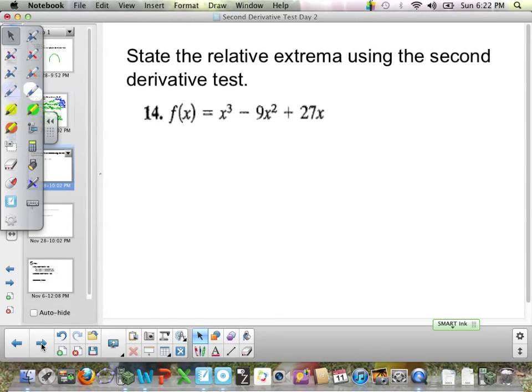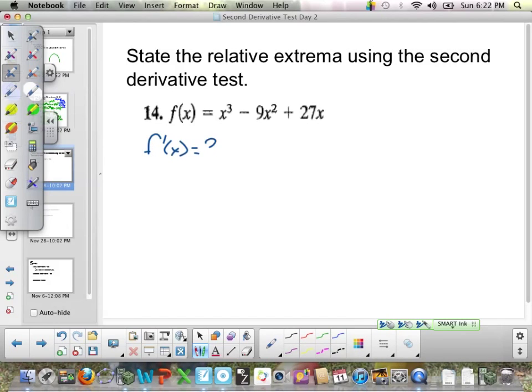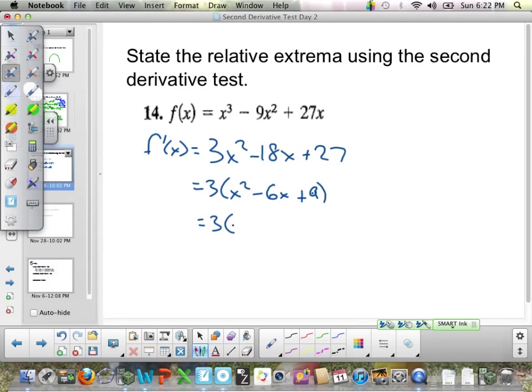For number 14, let's find the extrema using the second derivative test. So first off, we need to find our critical values with the first derivative. So we'll find our first derivative. That would be 3x squared minus 18x plus 27. Looks like everything's a multiple of 3, so I'll factor that out. We got x squared minus 6x plus 9. That we can factor to x minus 3 squared.